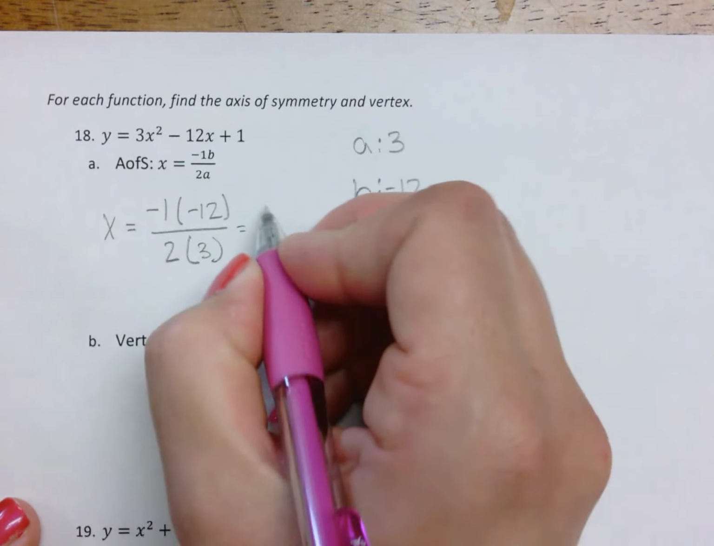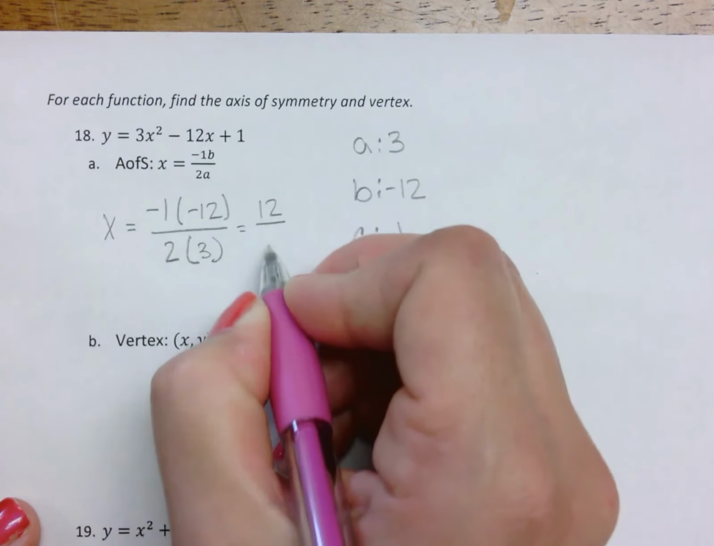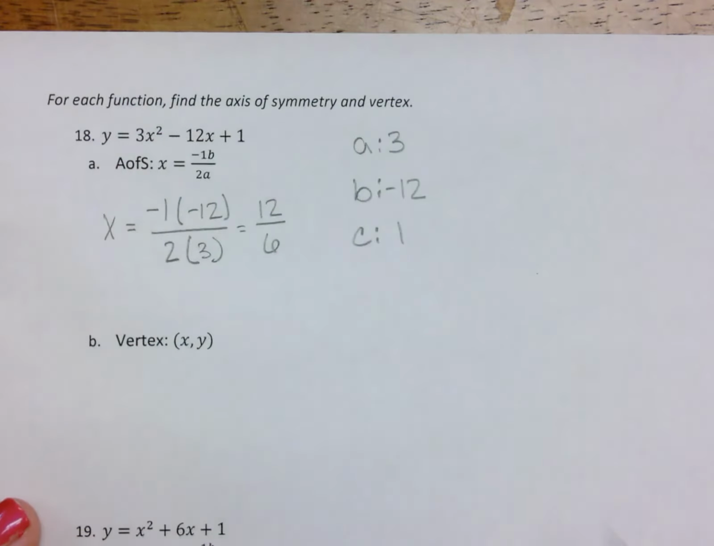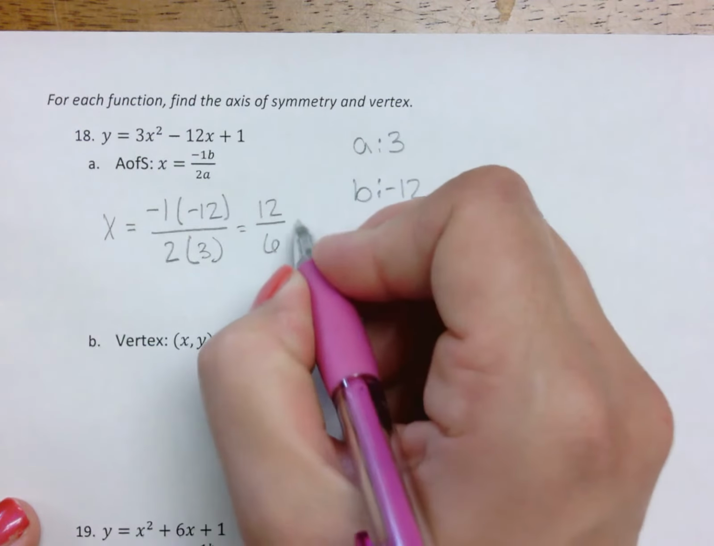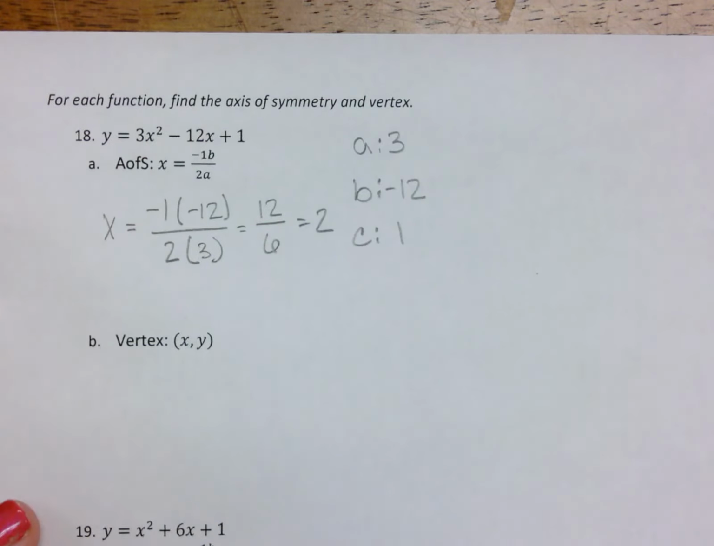Negative 1 times negative 12 makes a positive 12. And 2 times 3 equals 6. Last step would be to simplify this. 12 divided by 6 equals 2. So my axis of symmetry is a positive 2.